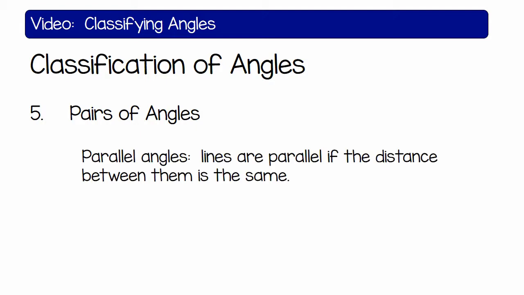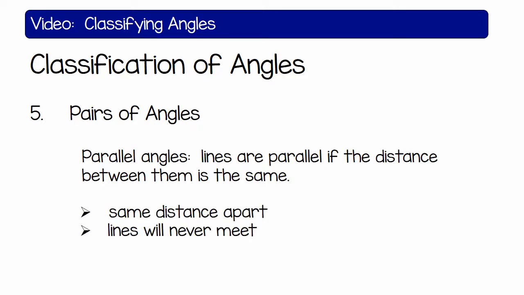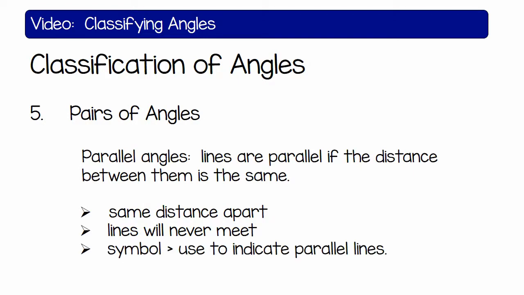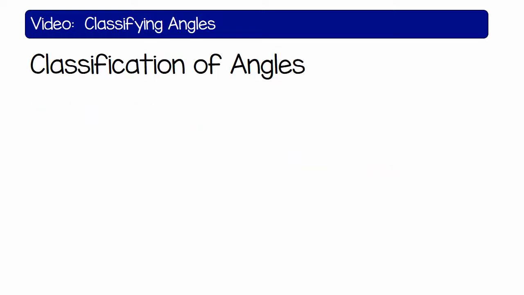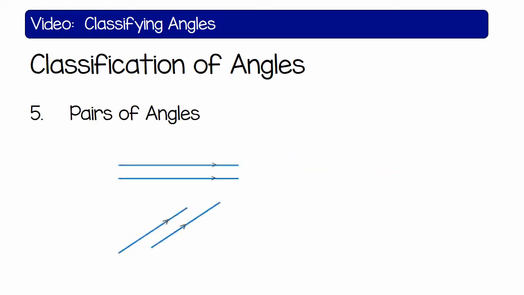Pairs of angles. Parallel lines. Lines are parallel if the distance between them is the same. Same distance apart, the lines will never meet. The symbol, as shown here, which is like the greater than sign, is used to indicate parallel lines. And now, here's what parallel lines would look like.